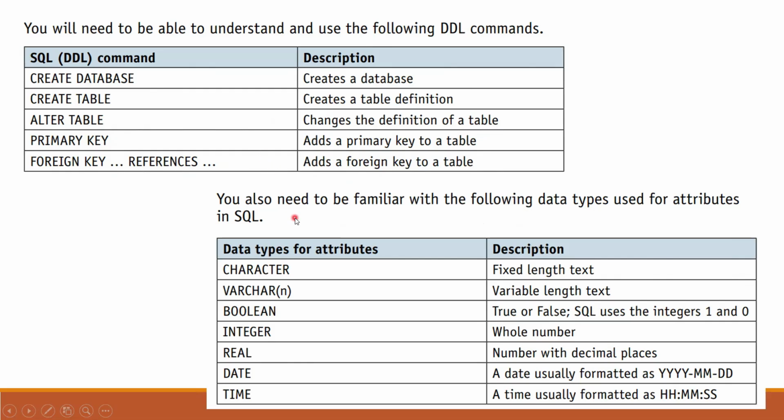Now, you also need to be familiar with the data types. For example, character, varchar, boolean, integer, real, date, and time. Real is used for numbers with decimal places. Integer is only whole numbers, which can be negative or positive. Boolean uses the integer 1 and 0, or true or false. Character and varchar are almost the same. The difference is that character is a fixed length, while varchar is variable length text.